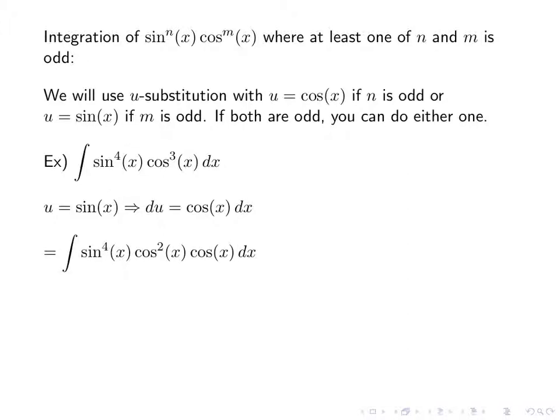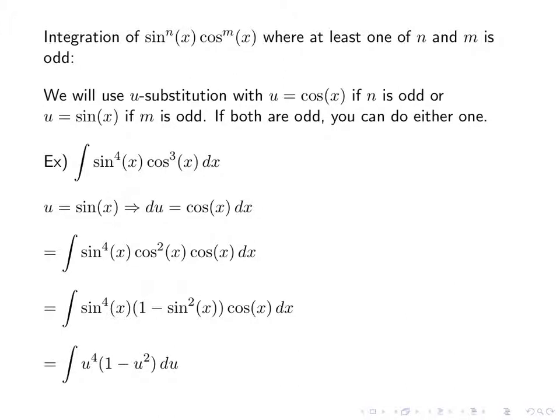So what I'm doing here is breaking up cosine cubed as cosine squared times cosine, so that we have the cosine x dx. And the next thing we're going to do is rewrite cosine squared as 1 minus sine squared. So that's from the first trig identity. And then we just start using the substitution. Sine to the 4th is u to the 4th, 1 minus sine squared is 1 minus u squared, and cosine x dx is du. So there's the u substitution.